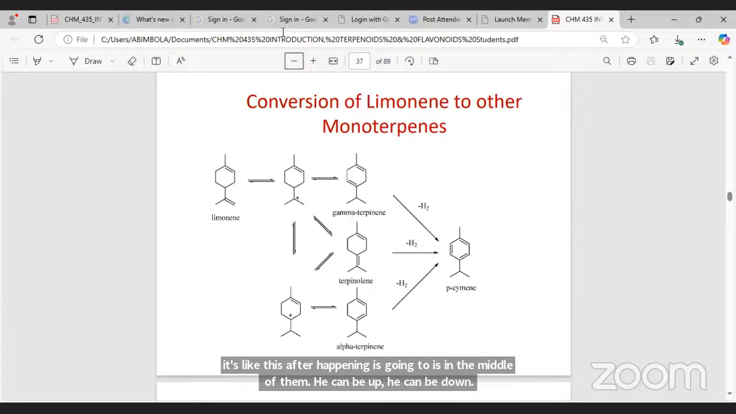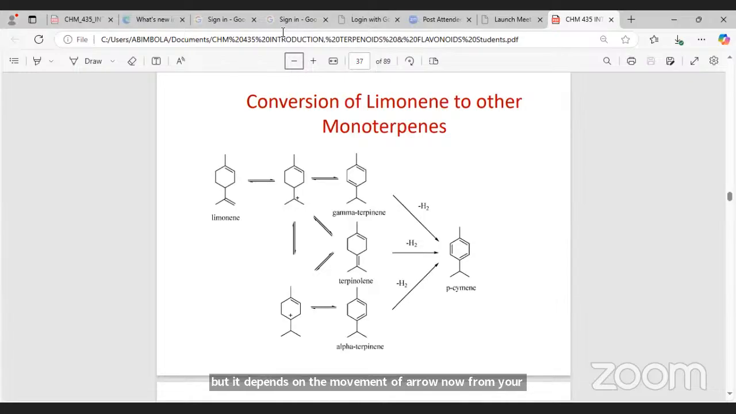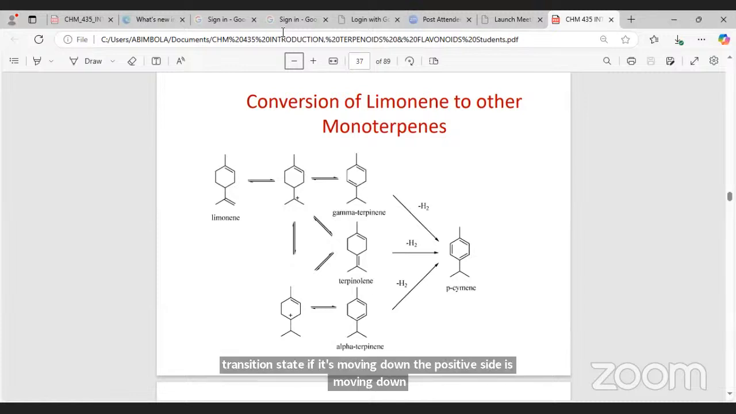Now, from your 322, when this positive sign is moving up, remember, for it to form a bond, there's a movement. Do you understand? If the movement is going up, it's confirmed terpinolene from the gamma transition state. If it's moving down, the positive sign is moving down, it's forming from alpha terpinene to terpinolene.